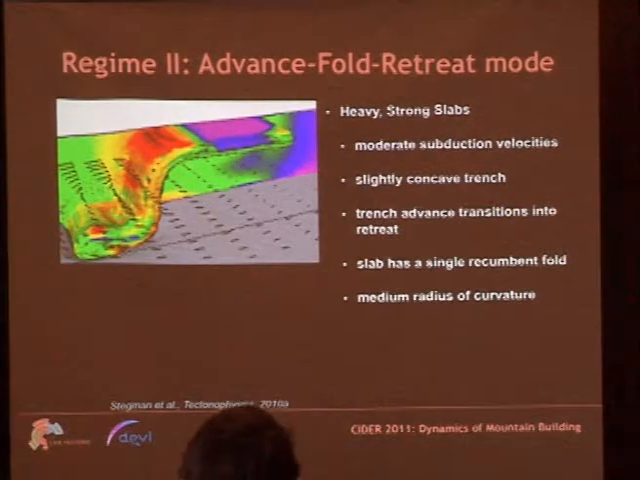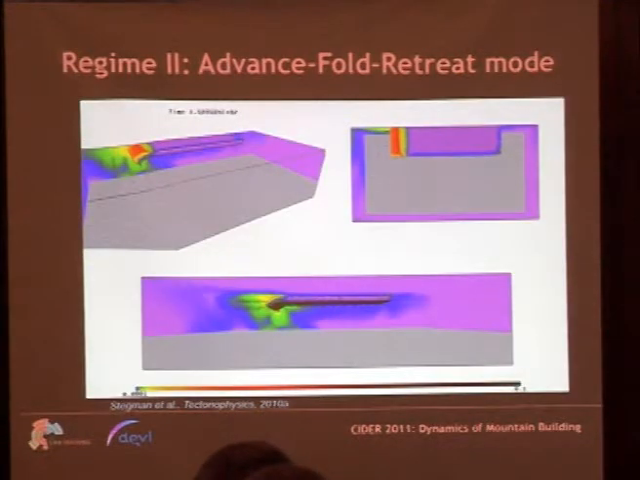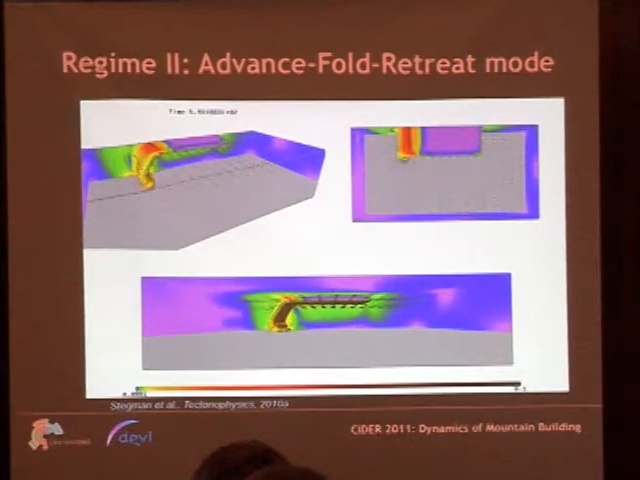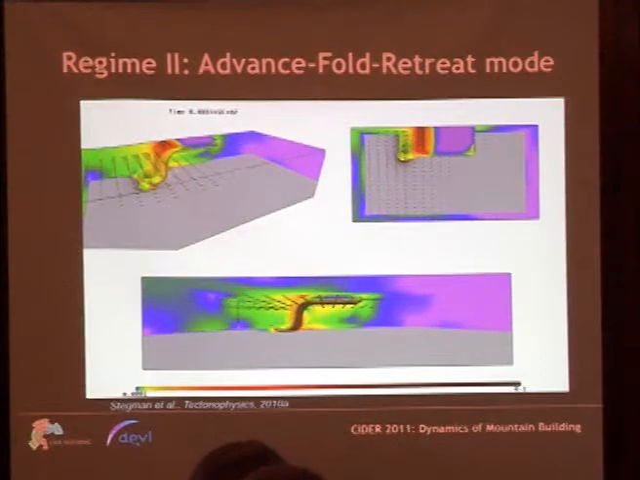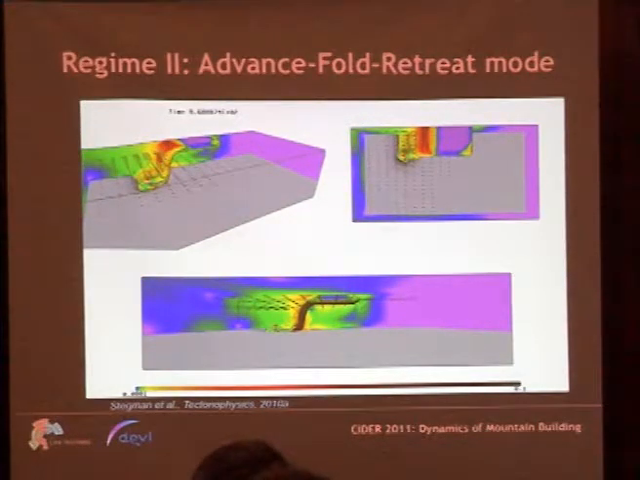And then this regime here, the advanced fold retreat mode, where these slabs are heavy and they're strong. Moderate subduction velocities. There's a little bit of curvature that you'll see develop here. And the neat thing here is the trench advance. We have plate advance transition into trench retreat. Should fix that typo. There's a single fold we call a recumbent fold. Once this tip hits the bottom here, the slab transitions to retreat. And it's got a medium radius of curvature. So here's this one. It's retreating. There's a little fold here, and that single fold, that's what they do. There have been several lab experiments that have seen that. There's a transition there.